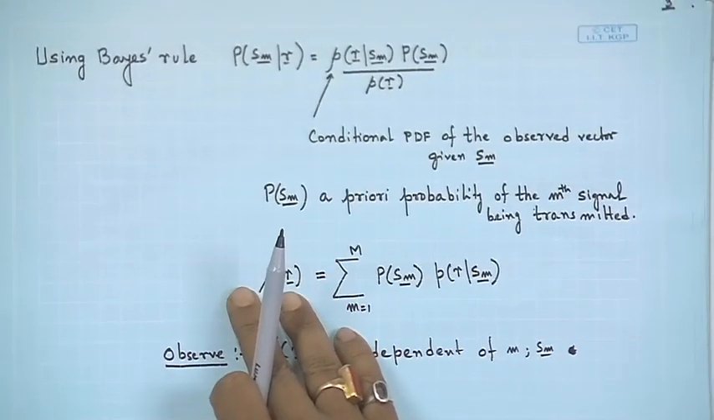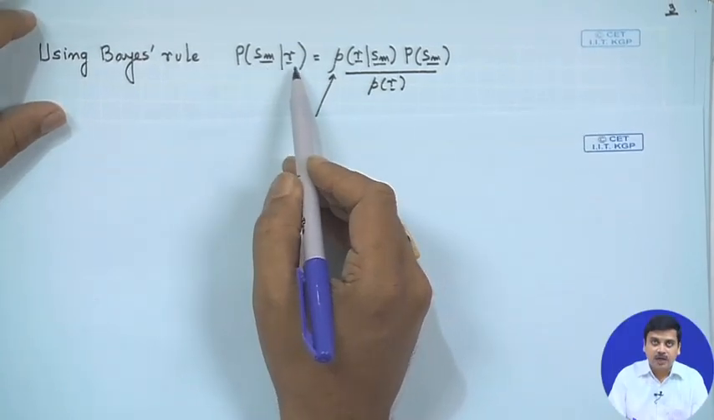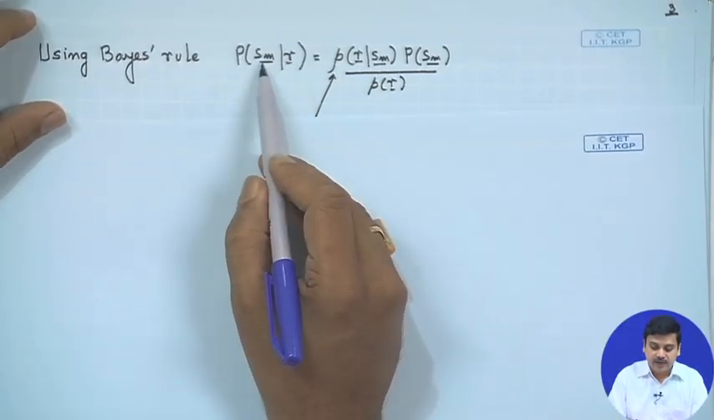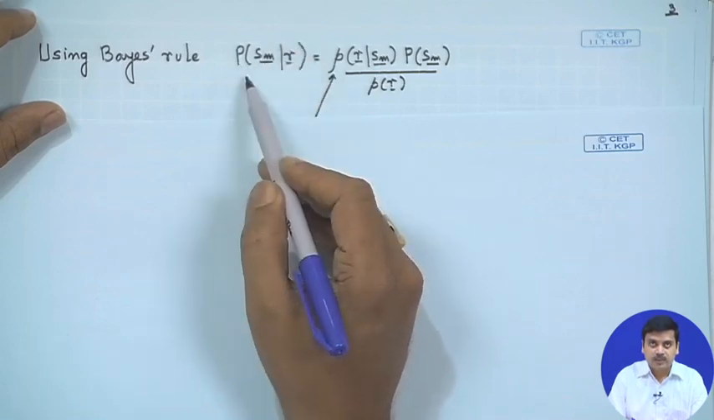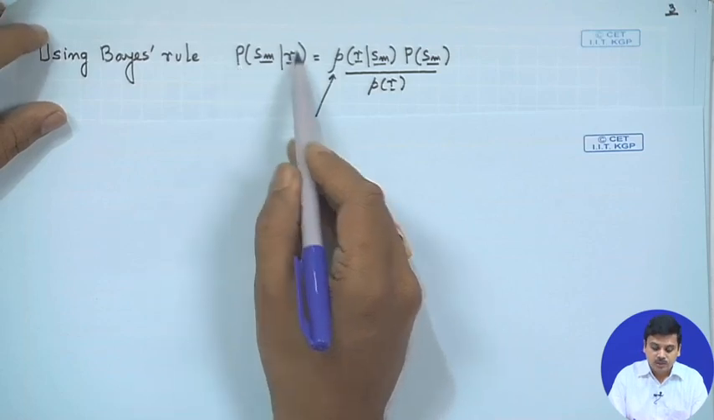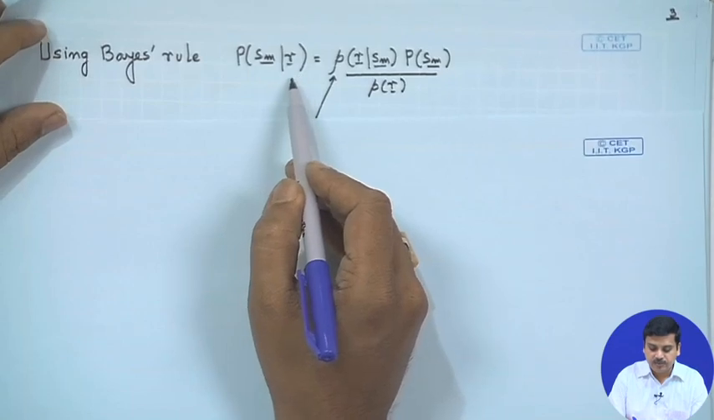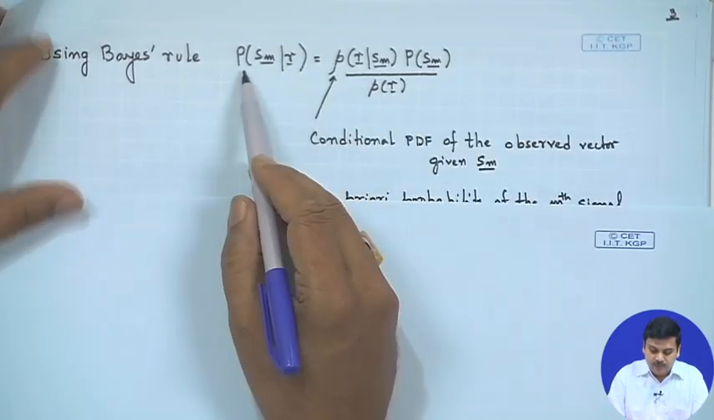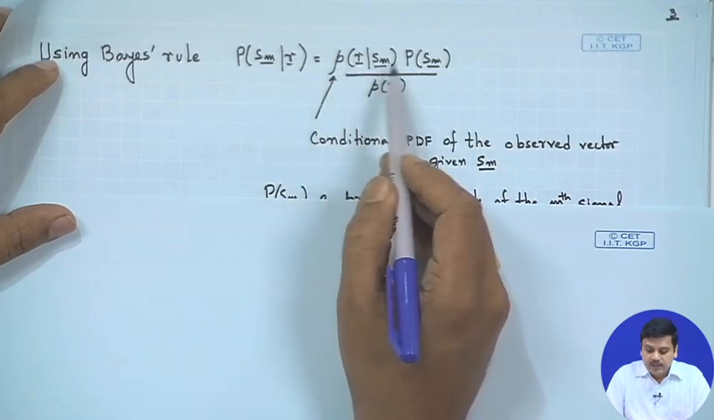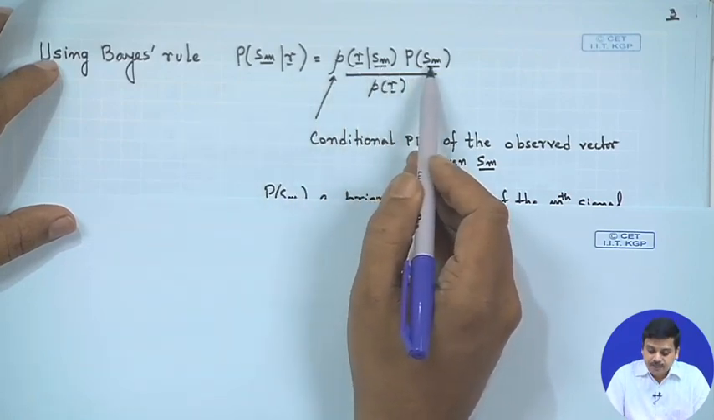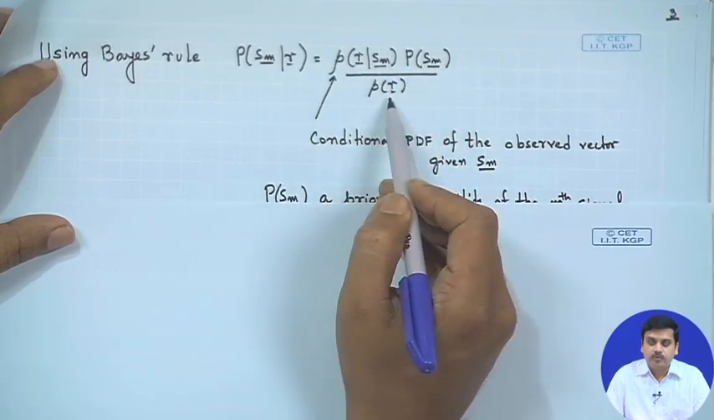So, we use the Bayes rule. On the left-hand side we have P(Sm given R), because R is observed. So, we have to find the probability for all possible Sm and then choose the best of it. To evaluate this, we expand this expression using Bayes rule, where the probability of Sm given R can be expanded as the probability of R given Sm multiplied by the probability of Sm. This gives the joint probability of R and Sm upon the probability of R.